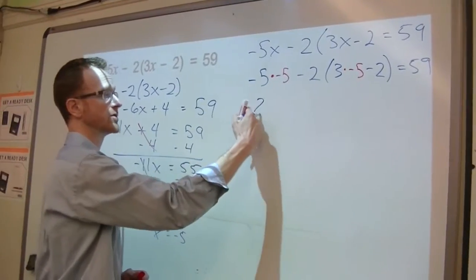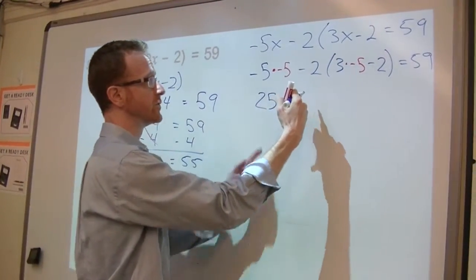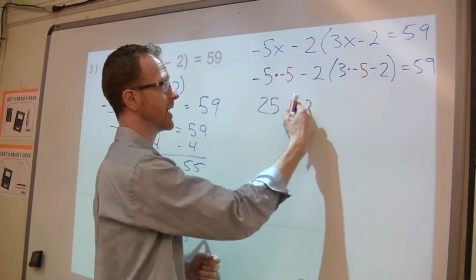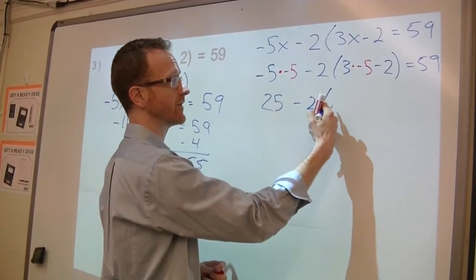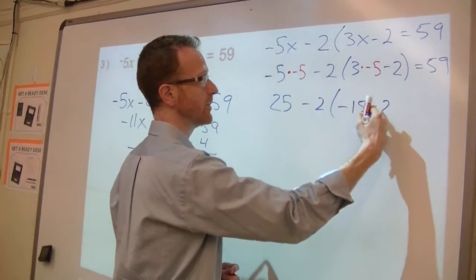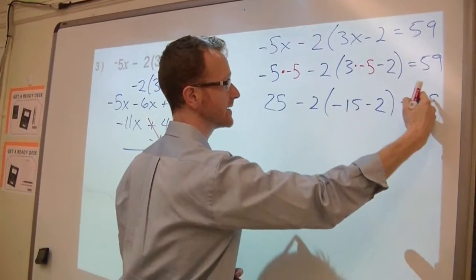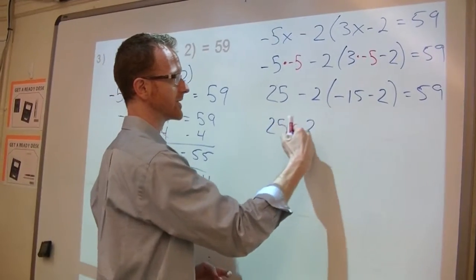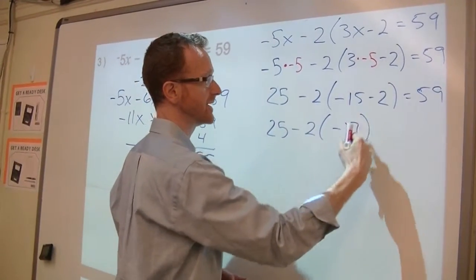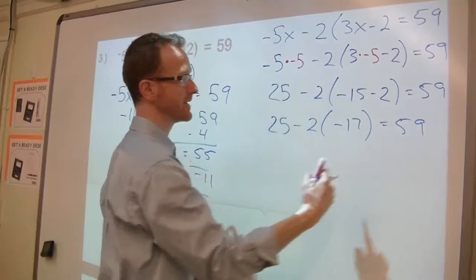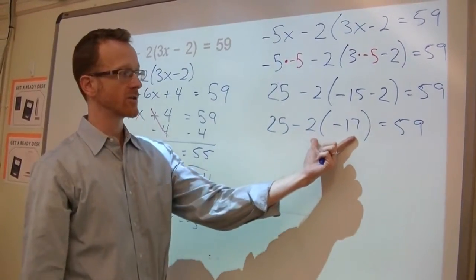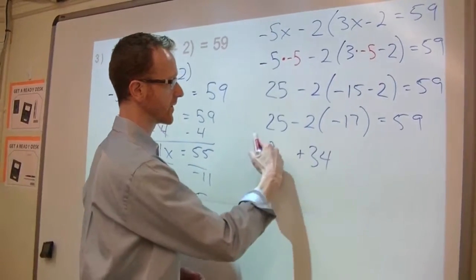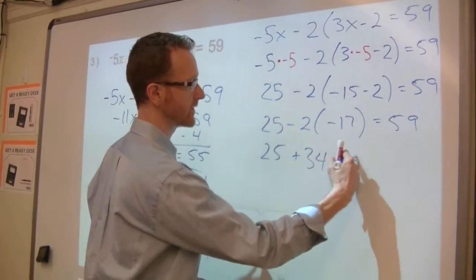Negative 5 times 5 is 25. Negative 2 times 3, actually, let's do what's in the parentheses here. So minus 2. 3 times negative 5 is negative 15. Minus 2 equals 59. We can do now what's in the parentheses. So 25 minus 2 times negative 17 equals 59. 2 times 17 is 34, and a negative times a negative is positive. So we have positive 34, 25 equals 59.